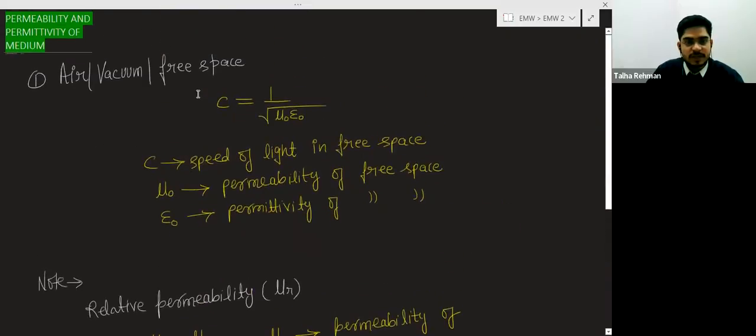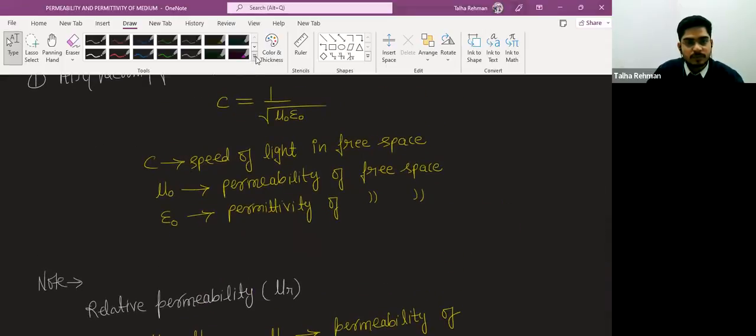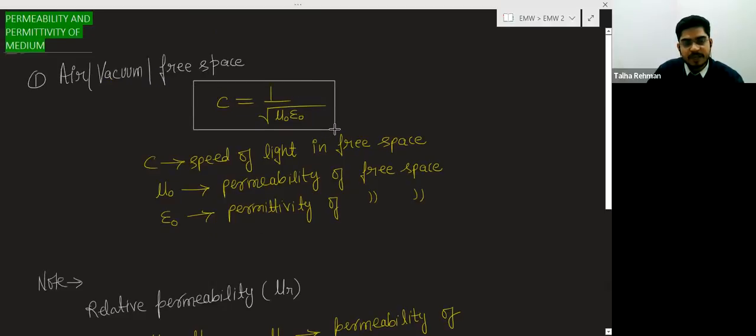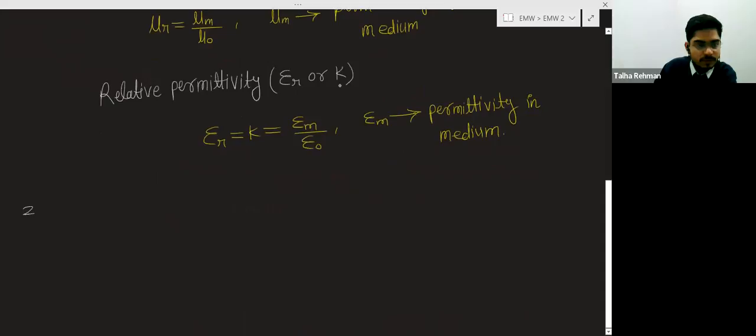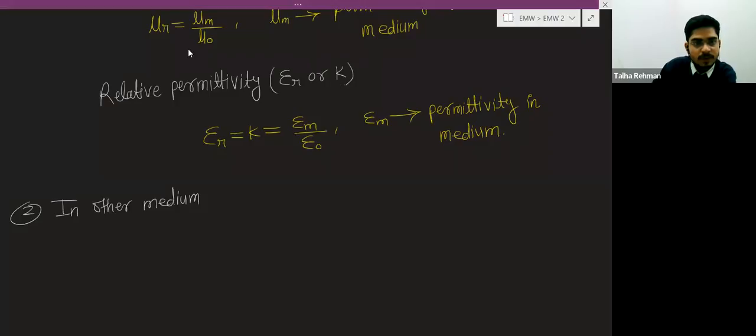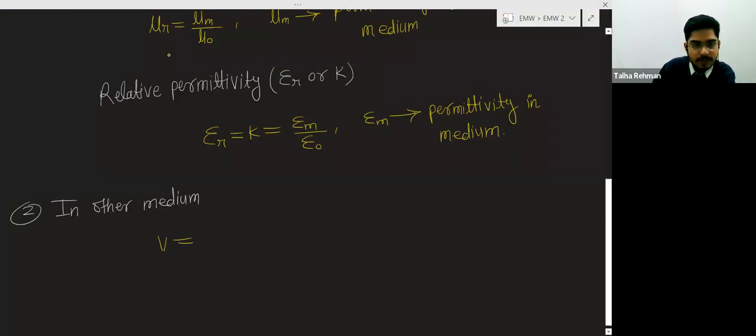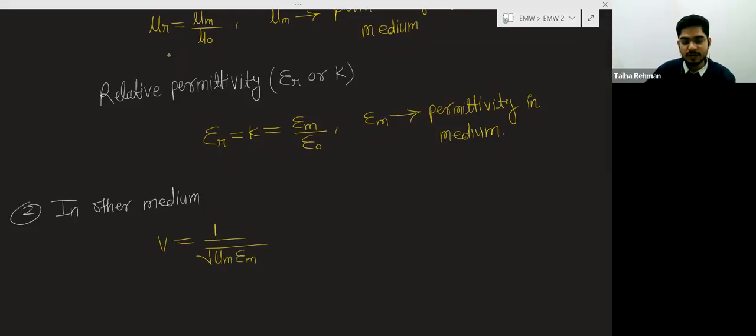Okay, now this is the relation between the speed of light in air and permittivity and permeability in air or free space. Now another relation in other medium, other than free space, air and vacuum, the speed of light is equal to 1 upon square root of permeability in that medium and permittivity in that medium. So this is the another relation.